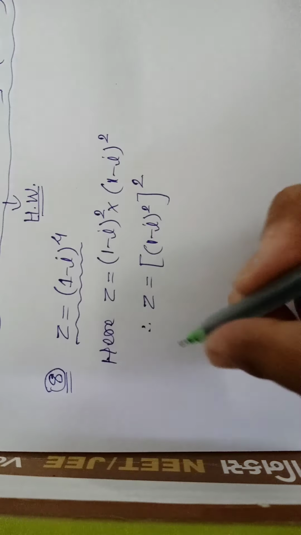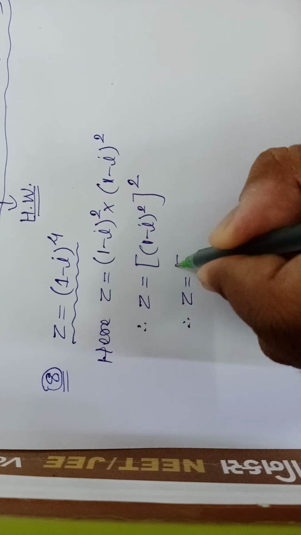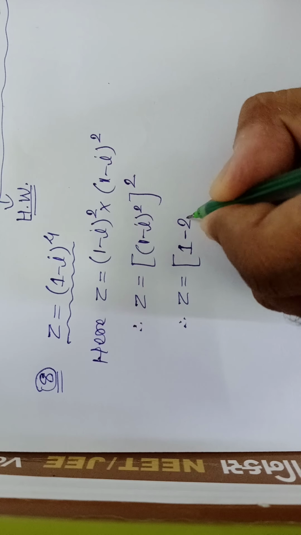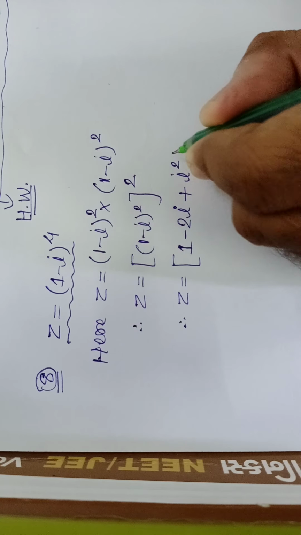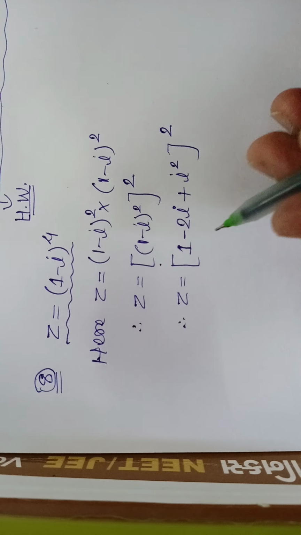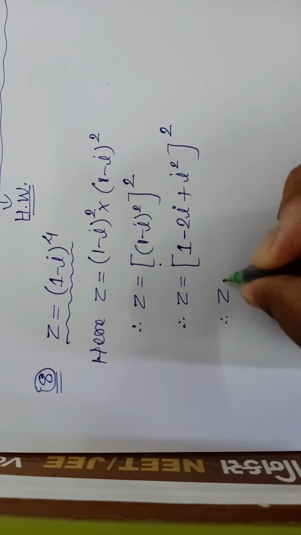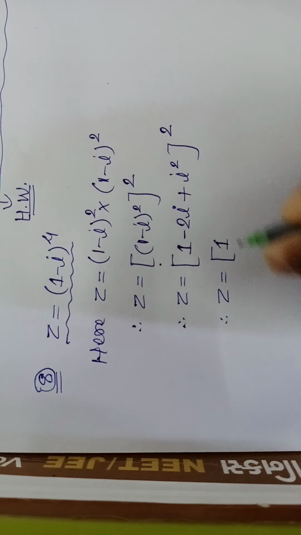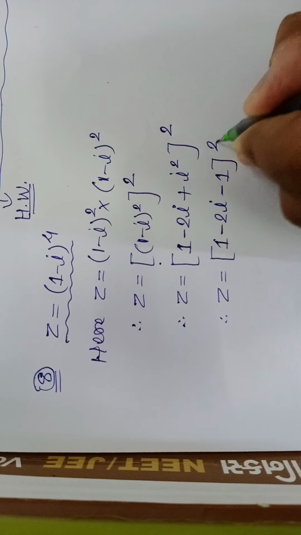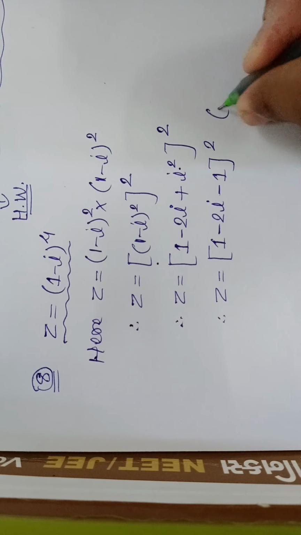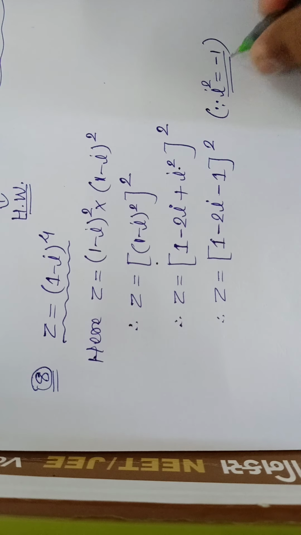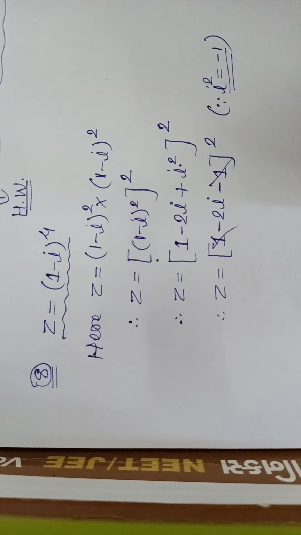It is power 4. And we know the expansion of a perfect square: first term square minus 2 times first and second term plus second term square, right? (x minus y) whole square is a similar term. Z is equal to (1 minus 2i minus 1) whole square, my friend. I square is minus 1. This is the hero of the chapter. I square is minus 1. Minus 1 plus 1 cancel.